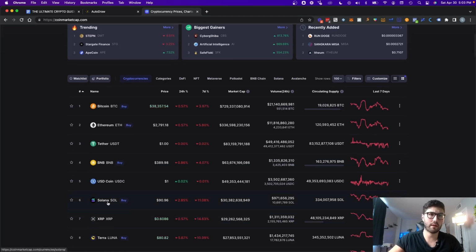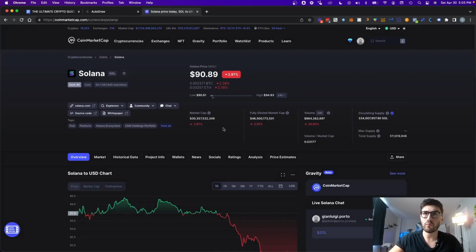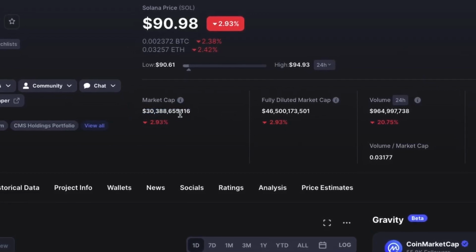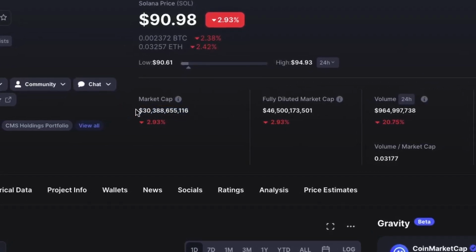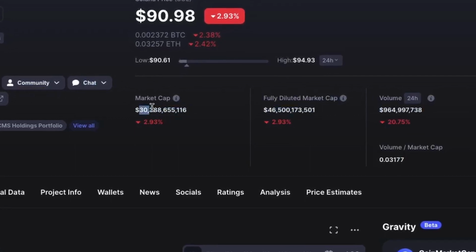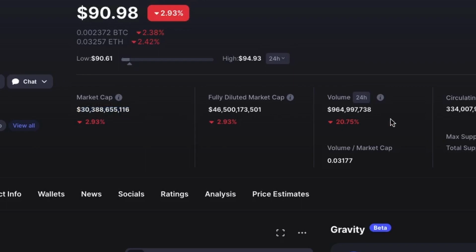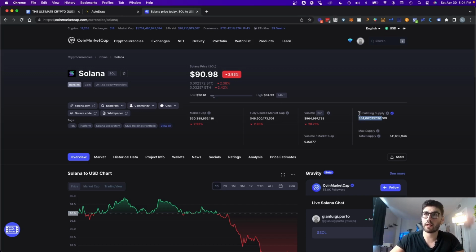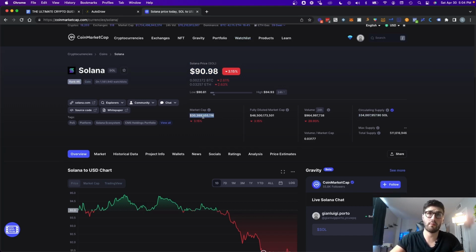But let's pick Solana right here, okay? So here's where we get this information, okay? So we have here the market cap of Solana is $30 billion, okay? And we know right here that the circulating supply of Solana is 334 millions, okay? So the market cap is basically this number right here multiplied by the price, which will give the market cap, okay? So that's very, very, very important.